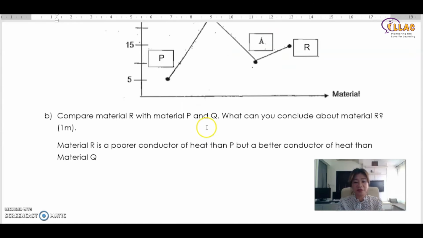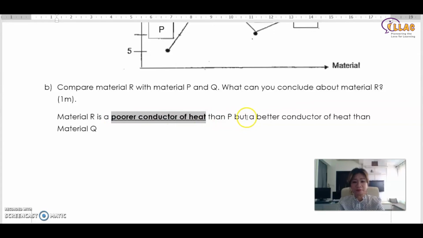That it is a poorer conductor of heat, keyword, than P, but a better conductor of heat than Q, keyword. Okay, conductor of heat is the keyword in this question. This is how you explain.